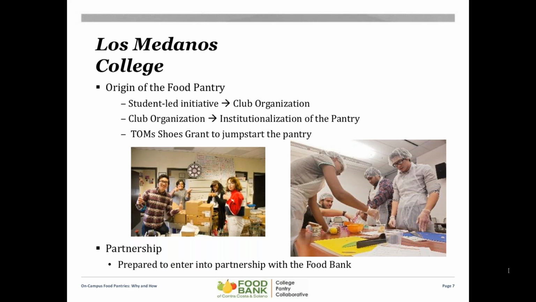So there was an instructor at Medanos College by the name of Scott Worf. He is an English instructor right now, and he noticed that some of his students' test scores were actually pretty low. Upon further investigation, he found out that a lot of his students were homeless and living in their cars and couldn't afford food.